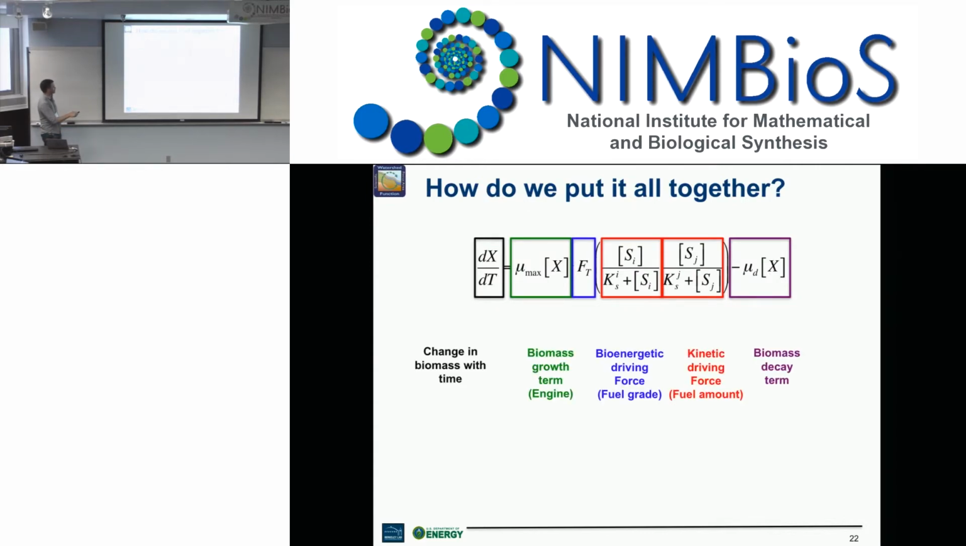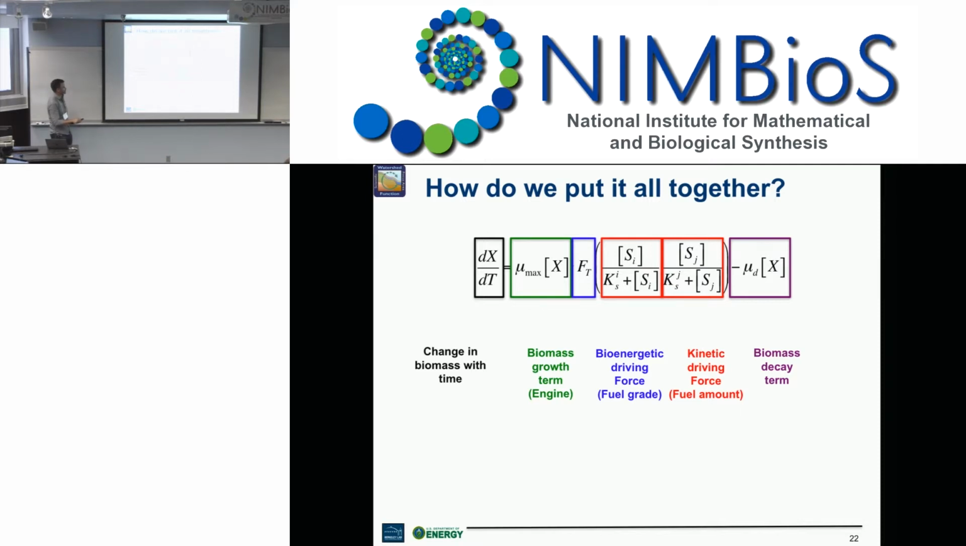This is just, very quickly, we're looking at change in biomass in time. Going back to the automobile analogy, our engine, our biomass growth term, is it a fast grower or a slow grower? Our mu max we can predict from the genome. The bioenergetic driving force, the fuel grade, that's a function of the electron donor and electron acceptor that an organism can use. The Gibbs free energy, that's the power to fuel the cell. So that's the fuel grade.